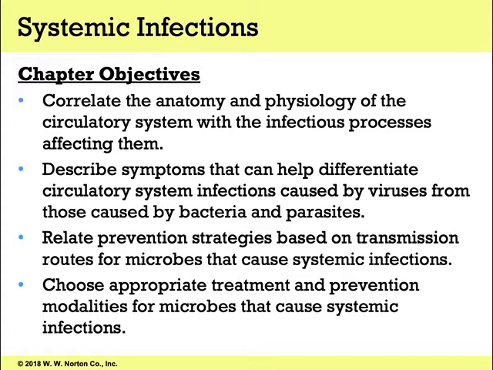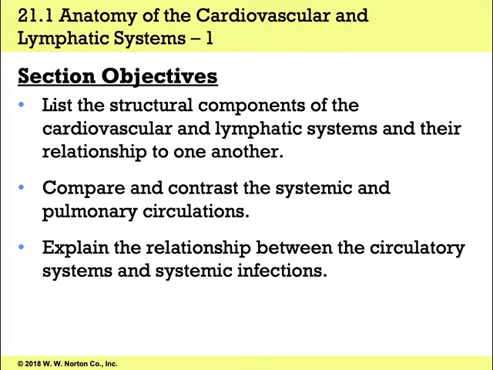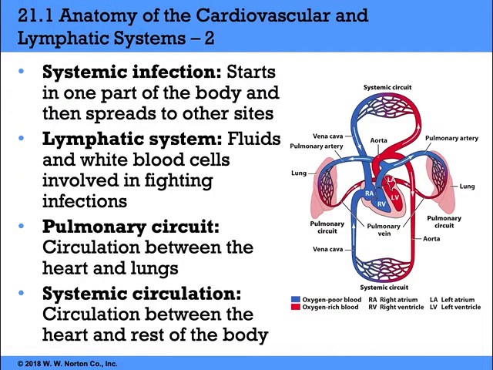We'll describe symptoms that allow us to differentiate circulatory system infections from those caused by viruses, from those caused by bacteria and parasites, talk about prevention strategies and transmission routes, and talk about a treatment and prevention therapy for microbes that do systemic infection. And in this section, we're going to list the structural components of the cardiovascular and lymphatic system and their relationship to each other, compare and contrast systemic and pulmonary circulation, and then explain the relationship between the circulatory system and systemic infection.